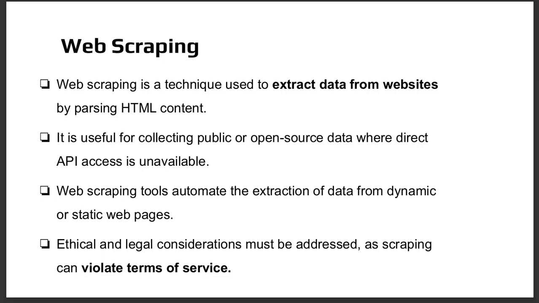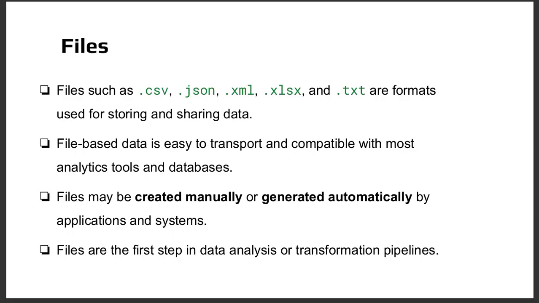Our next data source is a file. Files are the common format we use to store and share data. Some common file types are .csv, JSON, XML, and text. All of these file types can be used to store and share data within a database. File-based data is very easy to transport and is compatible with most of your analytic tools and databases.